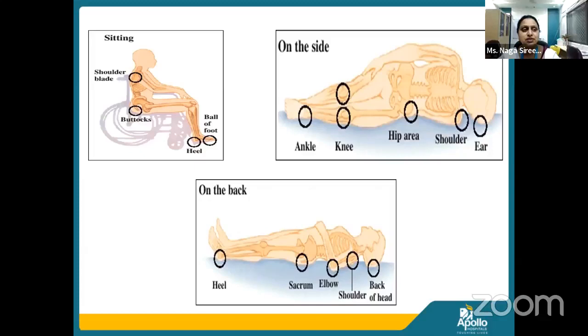These are some of the positions. When a patient is sitting, where are the pressure points? Shoulder, buttocks, ball of the foot, and heel. If the patient is lying on the side, the pressure points are ankle, knee, hip area, shoulder, and ear. Sometimes we give importance to all the parts, but we forget the ear. There are incidents we have seen of the ear also developing a pressure ulcer. And on the back, in the supine position, if the patient is continuously supine, what should we be careful about? Back of the head, shoulder, elbow, sacrum, and heel.